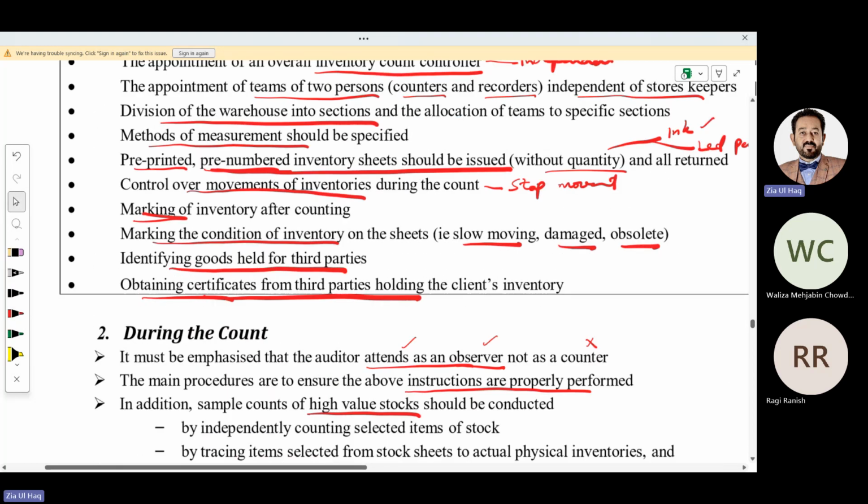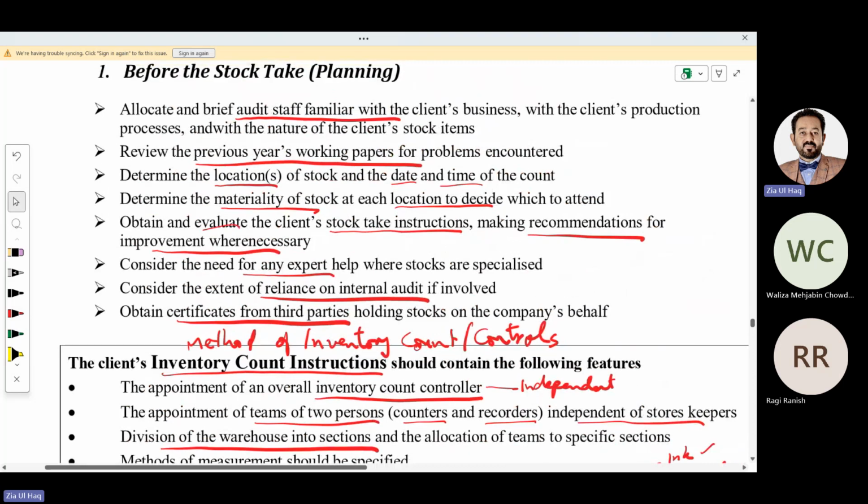So before count, what we need to do: we need to check the competence of our staff, review previous year working paper, check location, date, time of count, check materiality of inventory in different locations, obtain and evaluate the stock take instructions, check need for expert, check need for internal auditor, and take third party certificate.